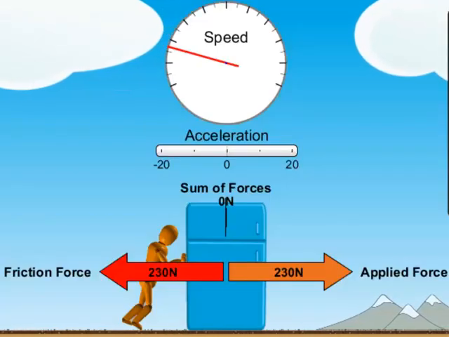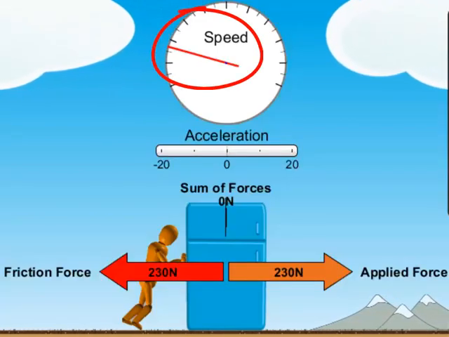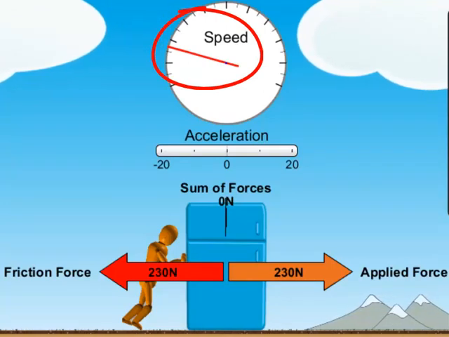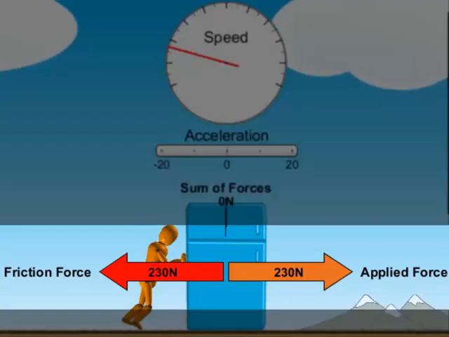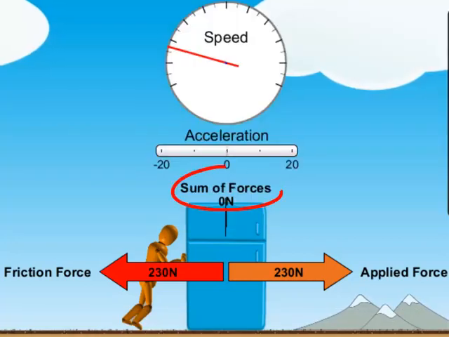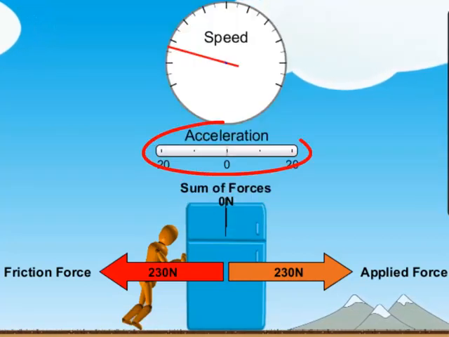When friction is present, an object can move with a constant velocity even when an outside force is applied to it. In such a case, the friction force just balances the applied force. The net force is zero, so there's no acceleration.